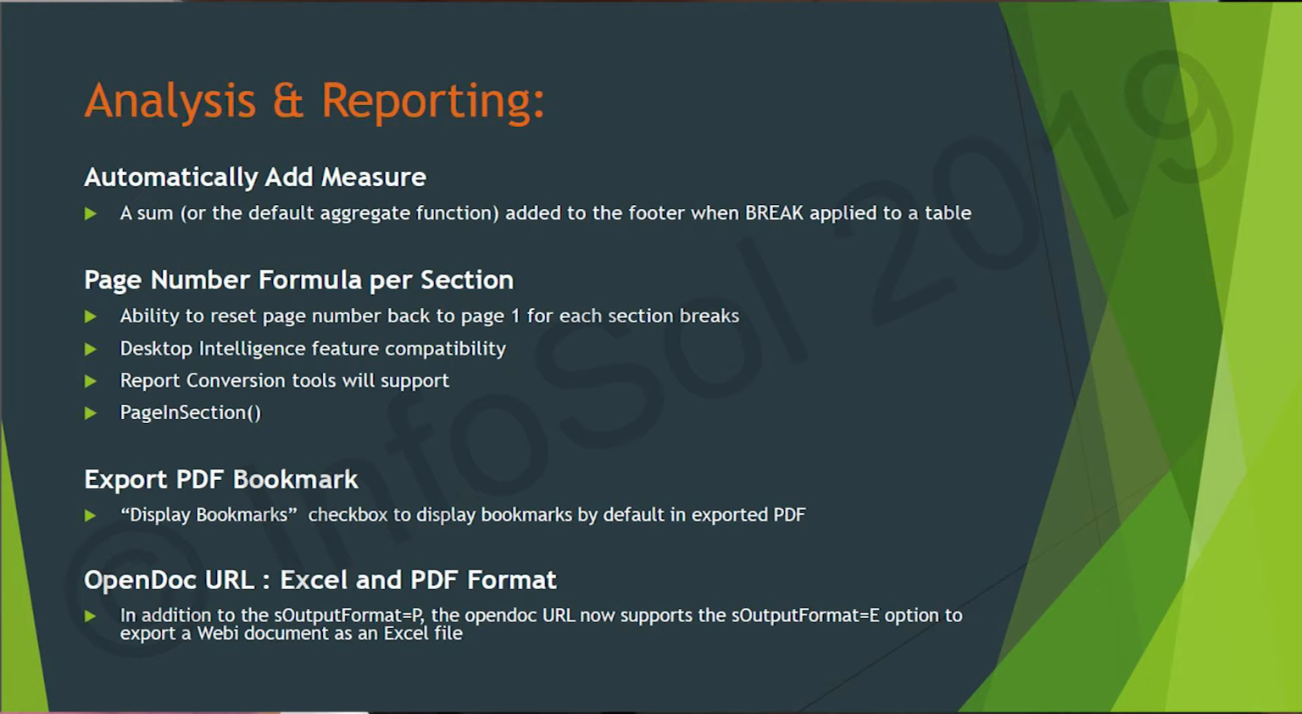And if you're using OpenDoc for navigating to a new document, now you can actually use format P for PDF and E for Excel to open the linked document in those formats.